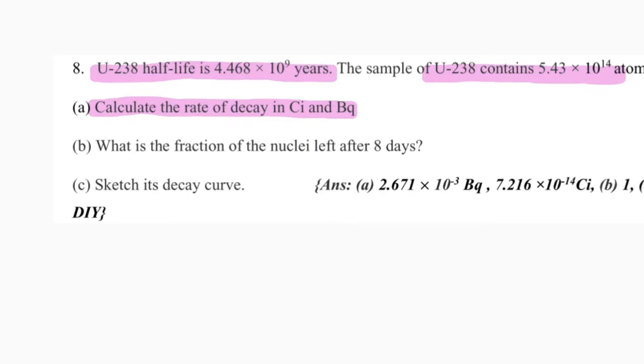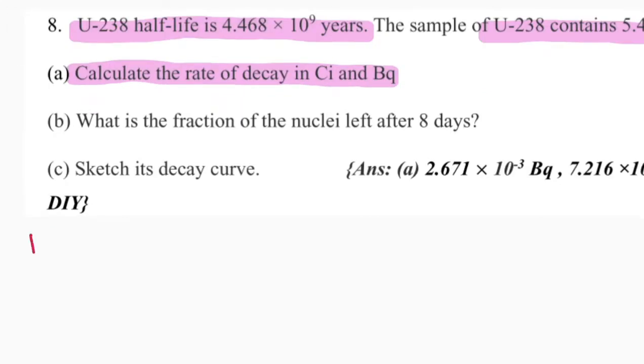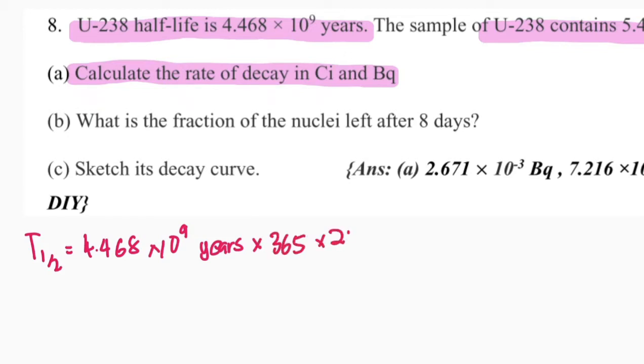Alright, let's do it. The very basic thing is to do the listing. So T half is 4.468 times 10 to the 9 years, and we have to change it to seconds, and that would be 365 days times 24 hours times 3,600 seconds. That would be 1.409 times 10 to the 17th seconds.